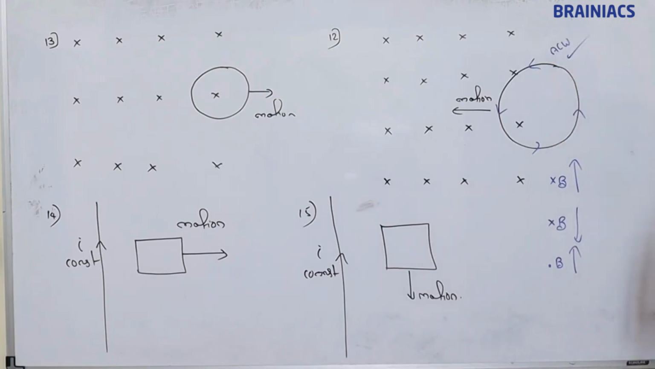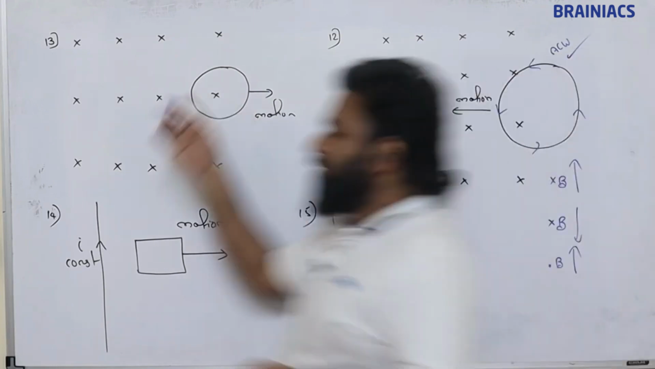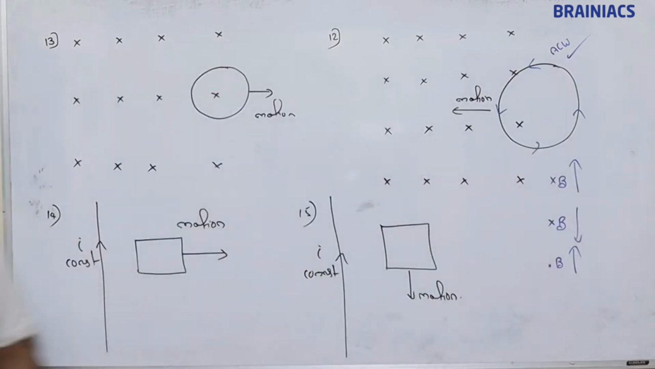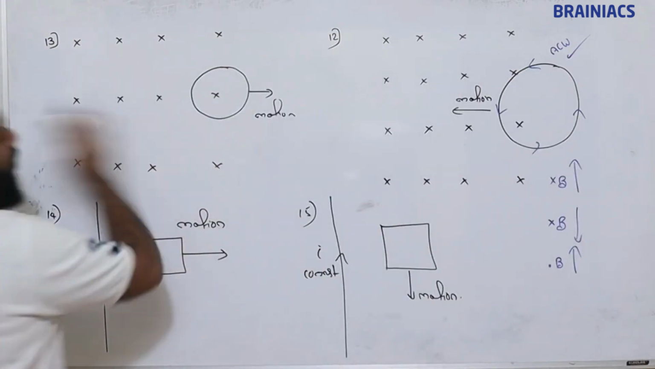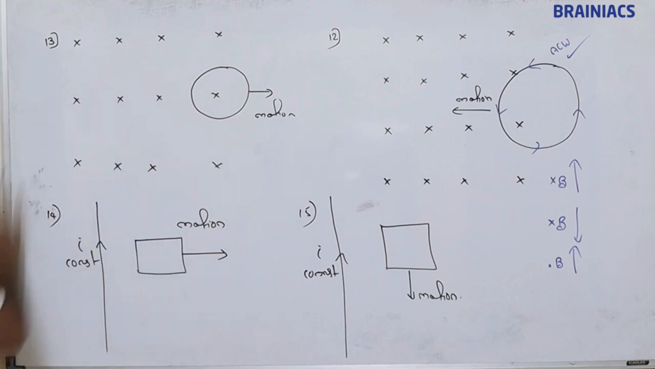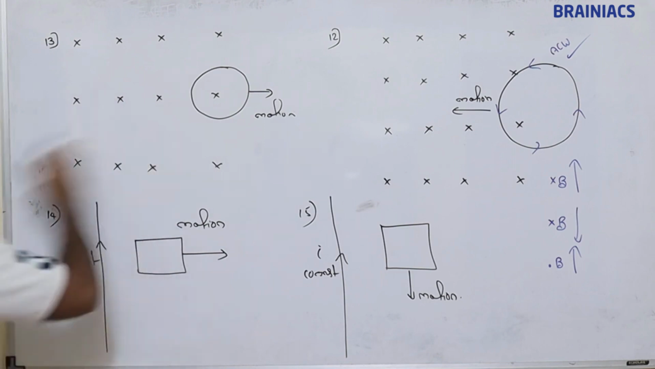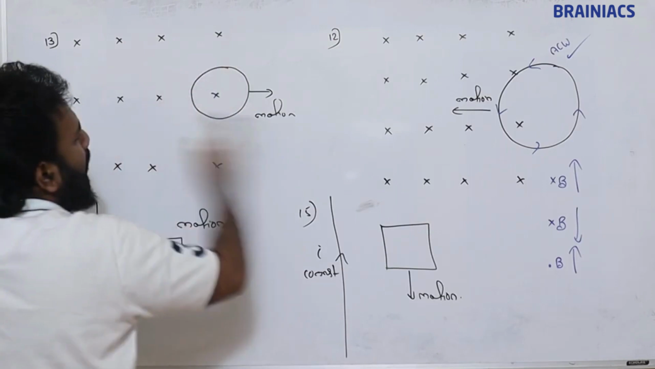Anti-clockwise. So this is the direction of current. What about this? Pause the screen and do it yourself. Already we have seen that. What about this one? Pause the screen and do it. Okay, done. Now this is going out.